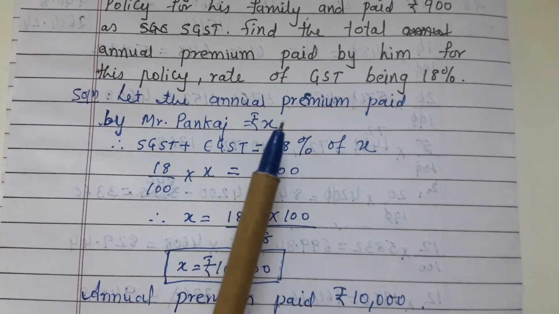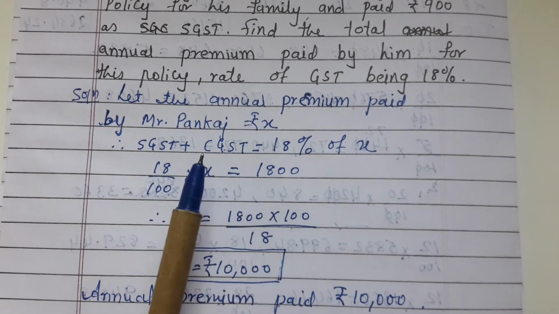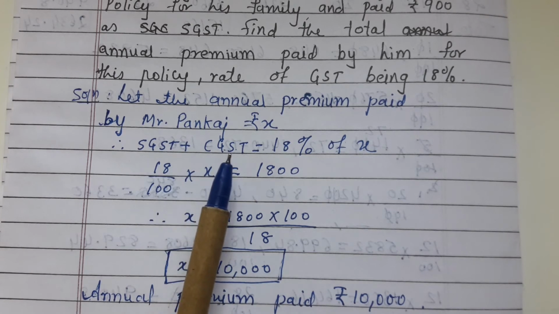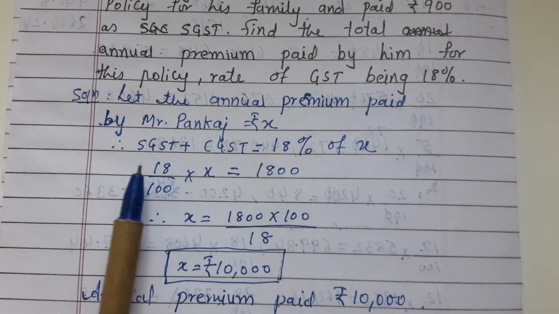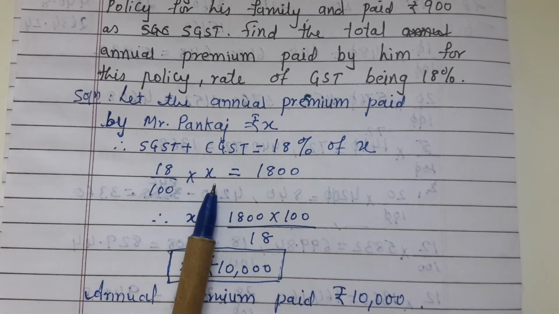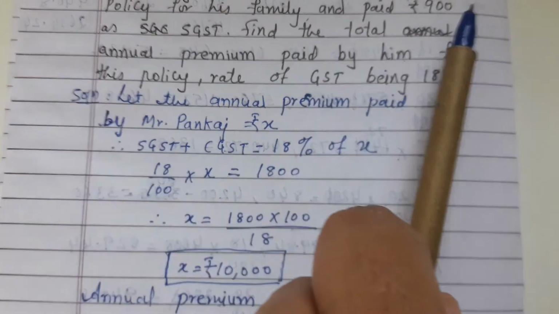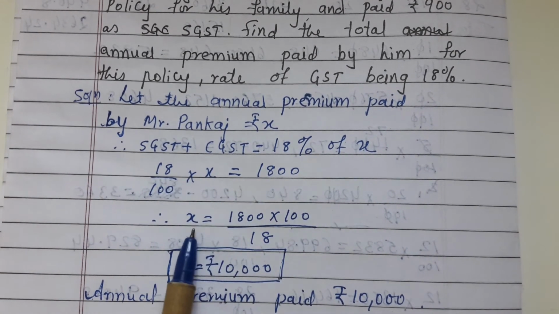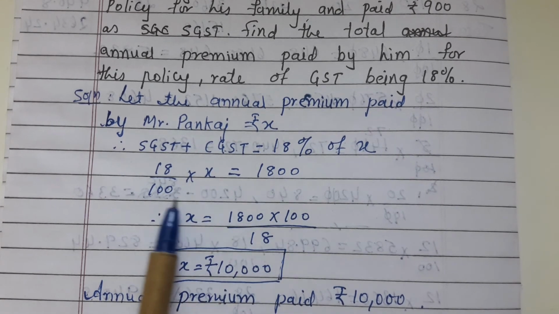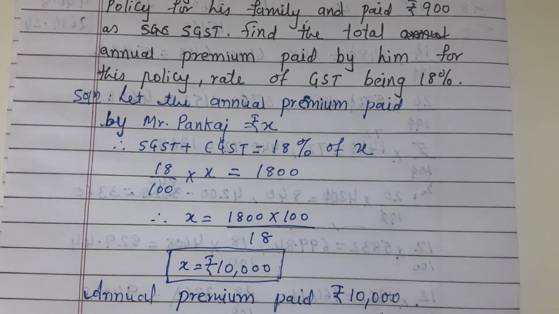Solution. Let the annual premium paid by Mr. Pankaj be rupees X. Therefore, SGST plus CGST is 18% of X, that is 18 upon 100 into X is equal to 1800, because 900 plus 900 is 1800. Cross multiply. X is equal to 1800 into 100 upon 18. X is equal to 10,000. Annual premium paid is rupees 10,000.